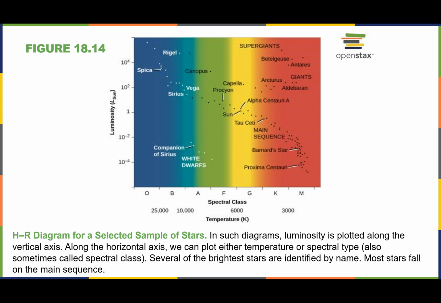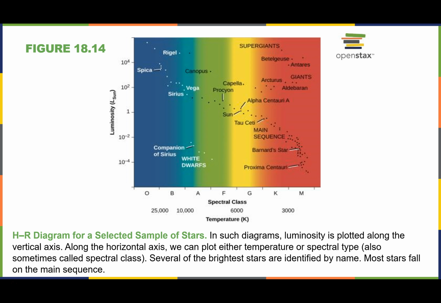Each of these dots is a star. You see the sun right there. If it's G, that makes sense. You see the temperatures going from hot to cooler. You see increasing luminosity here. Yay! It's a Hertzsprung-Russell diagram.